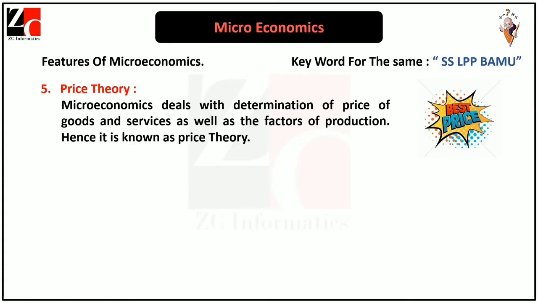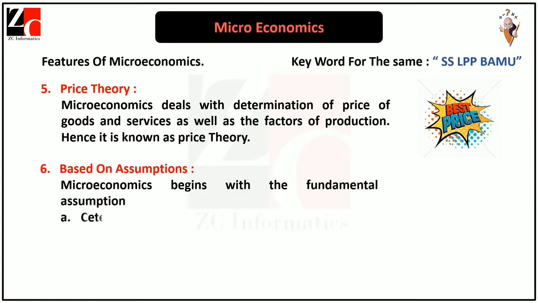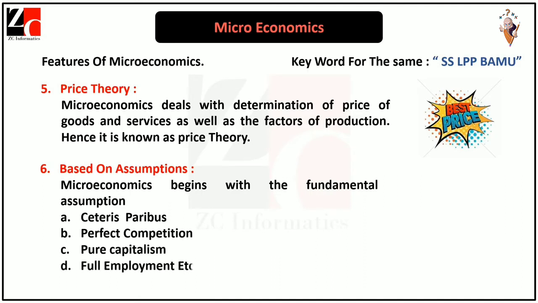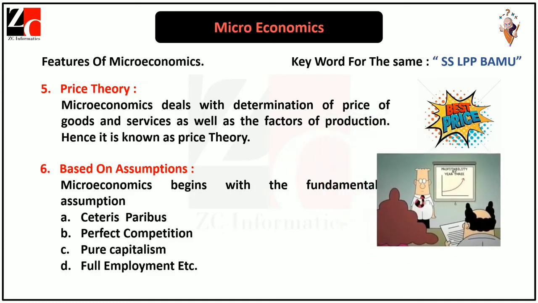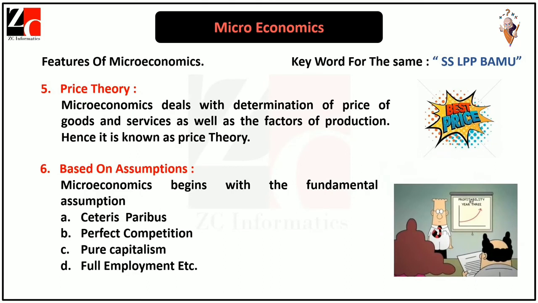Point number 6. Based on assumptions. Microeconomics begins with fundamental assumptions like ceteris paribus, perfect competition, pure capitalism, full employment, etc. Microeconomic analysis is based on partial equilibrium analysis, which isolates one individual unit from other forces and proceeds with the assumption other things remaining the same. Microeconomic analysis is also based on the rationality assumption, which refers to the rational behavior of individual consumers or producers, who can maximize their satisfaction or profit only when they behave rationally.